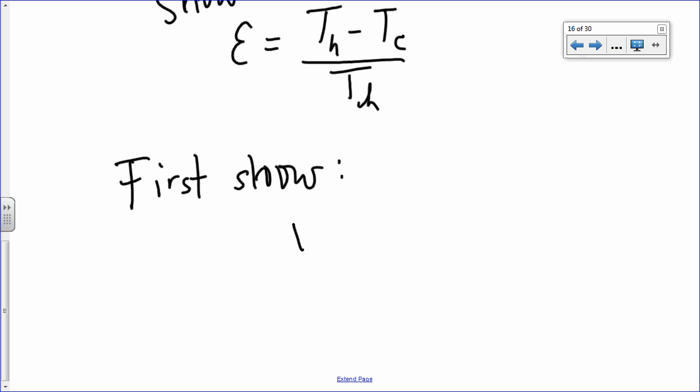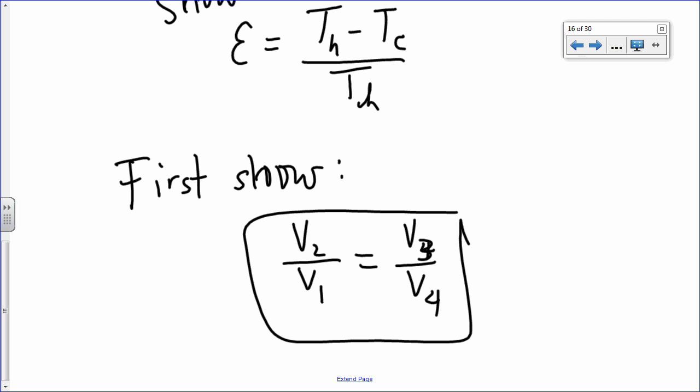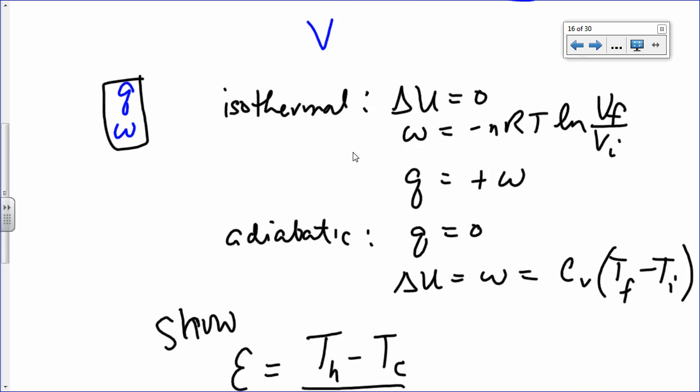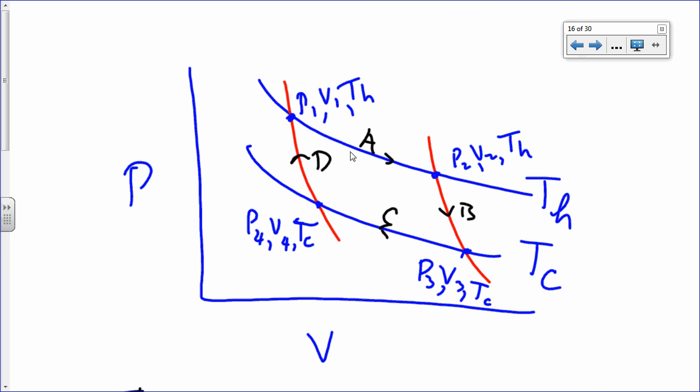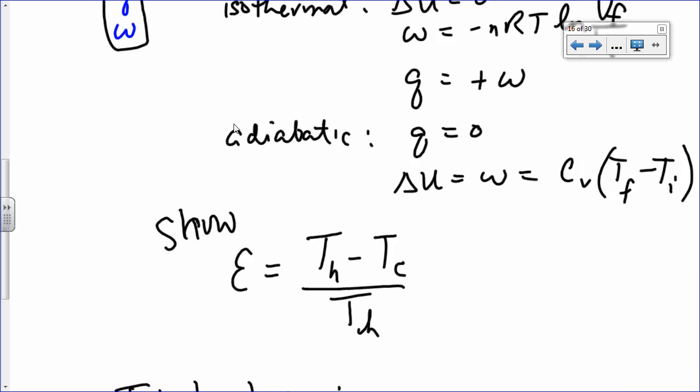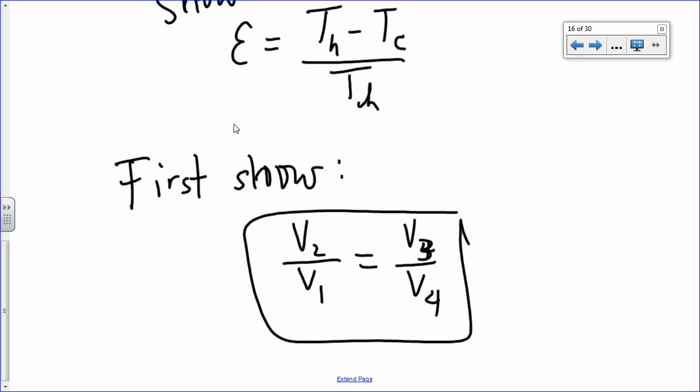that V2 over V1 is equal to V3 over V4. Okay? And you can base that on the adiabat. So in other words, this V2 right here over V1 is equal to V3 over V4. And you can show that based on the fact that for the reversible adiabat, T V to the gamma minus 1 is a constant.